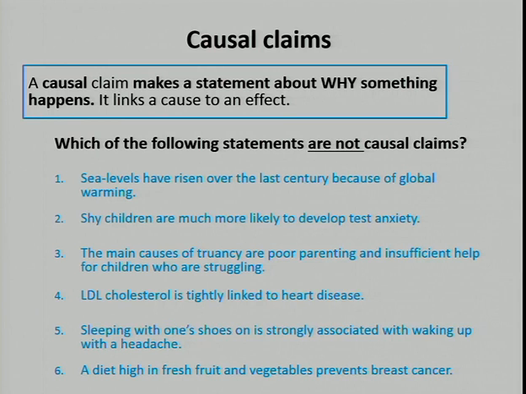Can anybody explain why that's not a causal claim? That's obviously not. Correlation is not saying that because they're shy, they are more likely to develop test anxiety. It's just saying shy children correlate with those who have test anxiety. It's not connecting that in any meaningful way. It's really just stating a correlation or a co-occurrence of two things. It's not even attempting an explanation about why that is the fact.